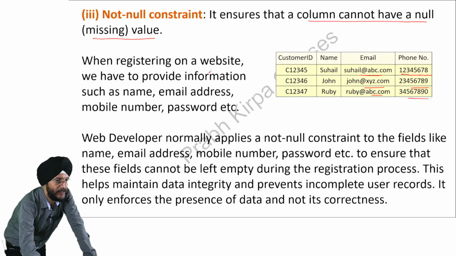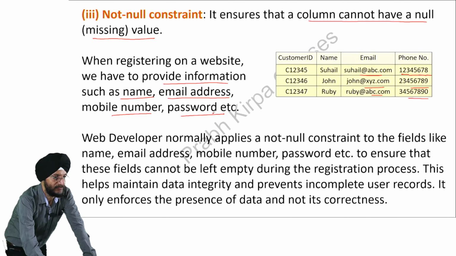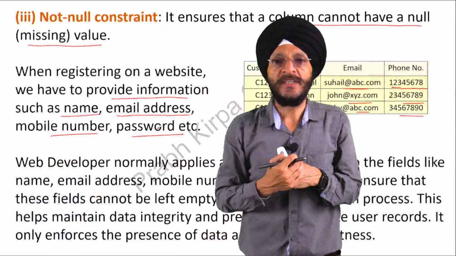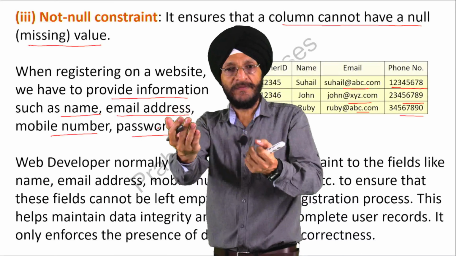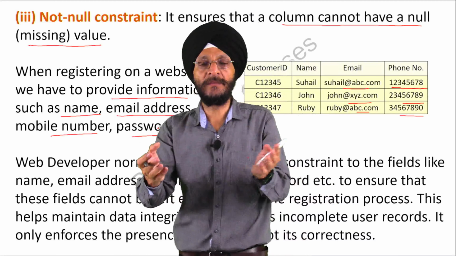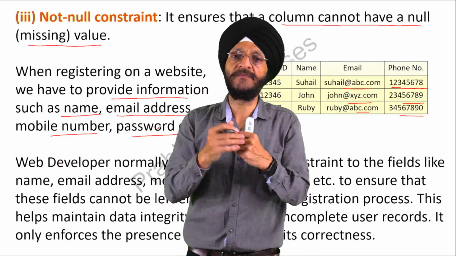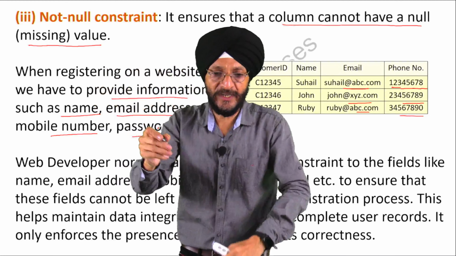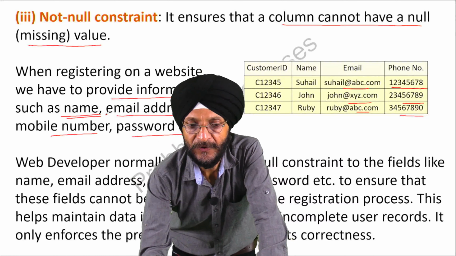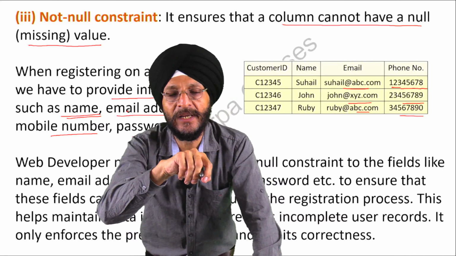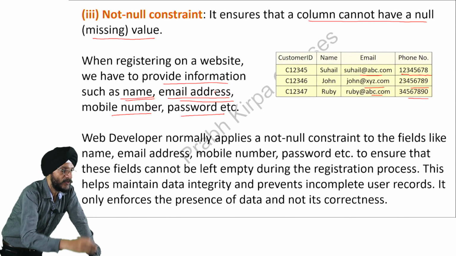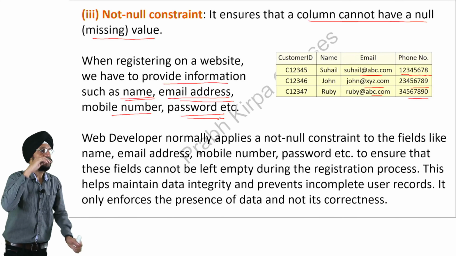When registering on a website, we have to provide information such as email, mobile number and password. Whenever you go to a website, suppose you want to register yourself on the Amazon website, the website will ask you what is your name, what is your email address, what is your mobile number. These are the basic informations, and in that case the website will have a not null constraint on these types of information. That is, you cannot leave your name blank, you cannot skip the email address or mobile number, you must have some password when you want to log in.